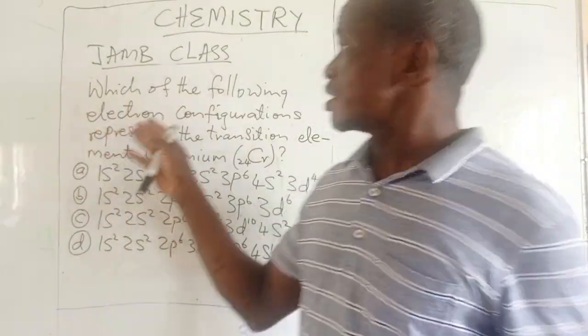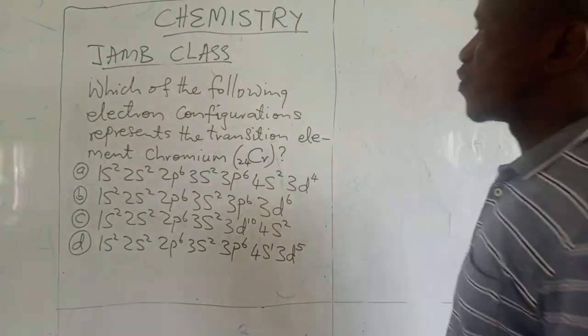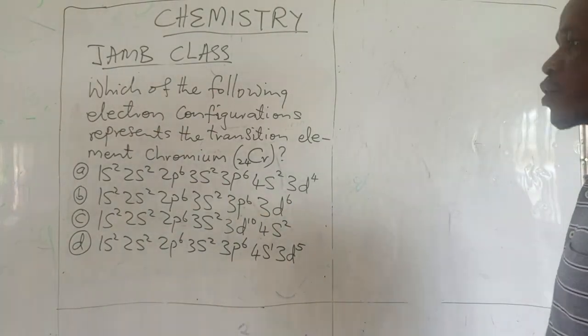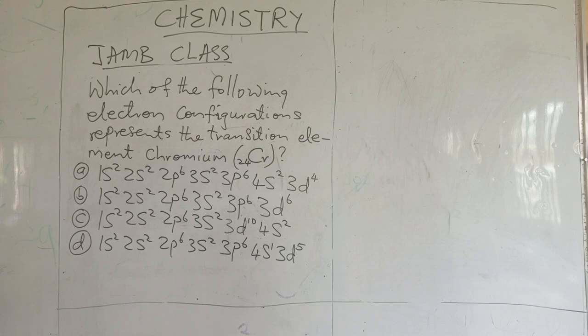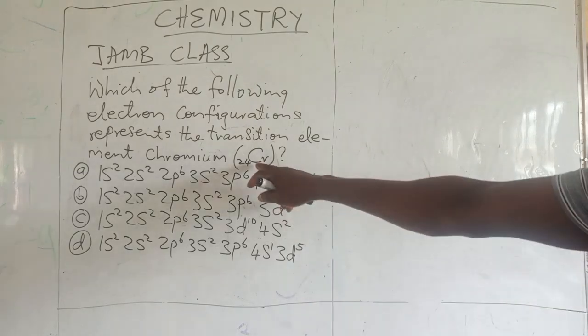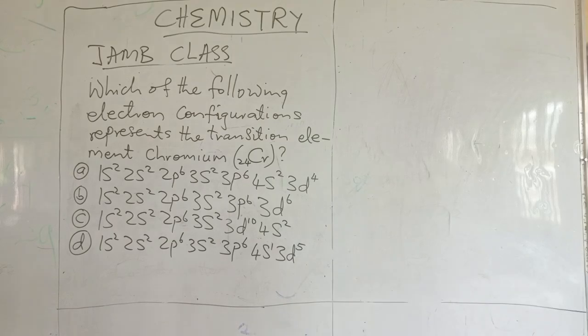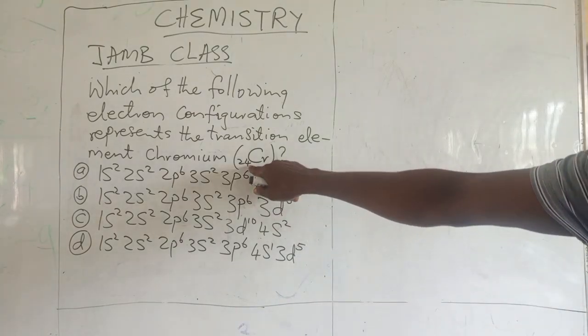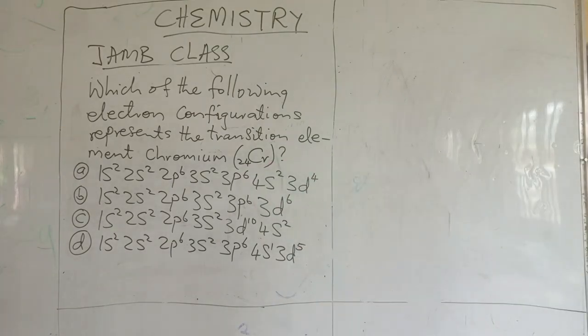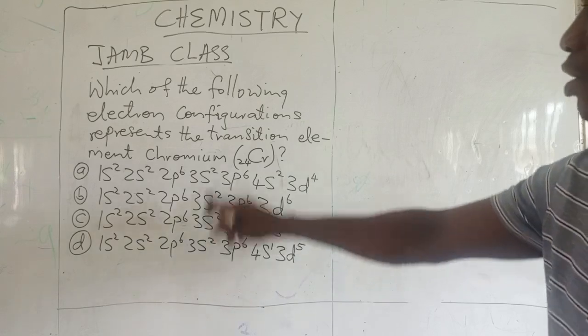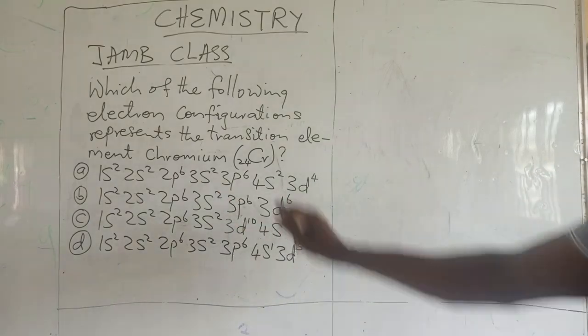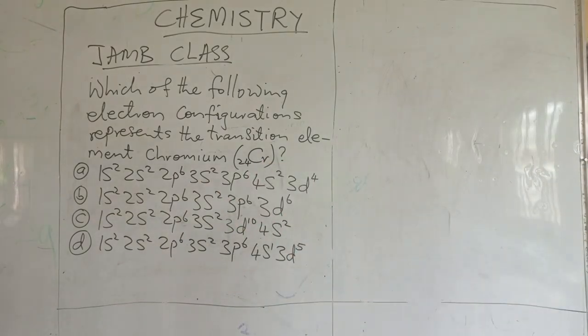Okay, now let's see this question. Which of the following electron configurations represent the transition element chromium? The symbol for chromium is Cr. The atomic number of chromium is 24. So which of these is the electronic configuration of chromium?